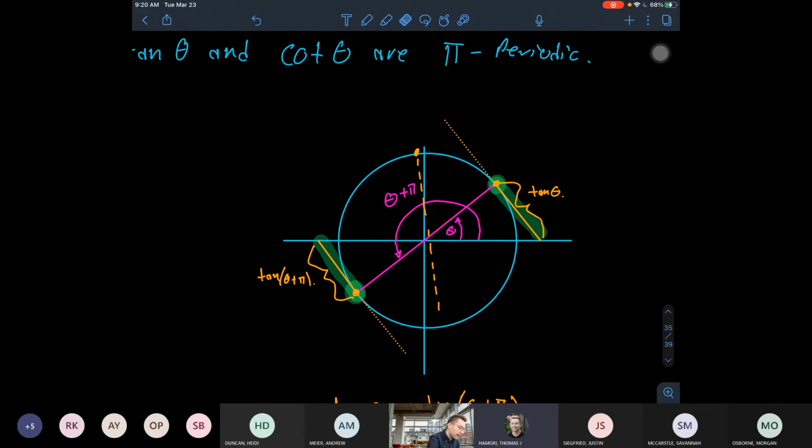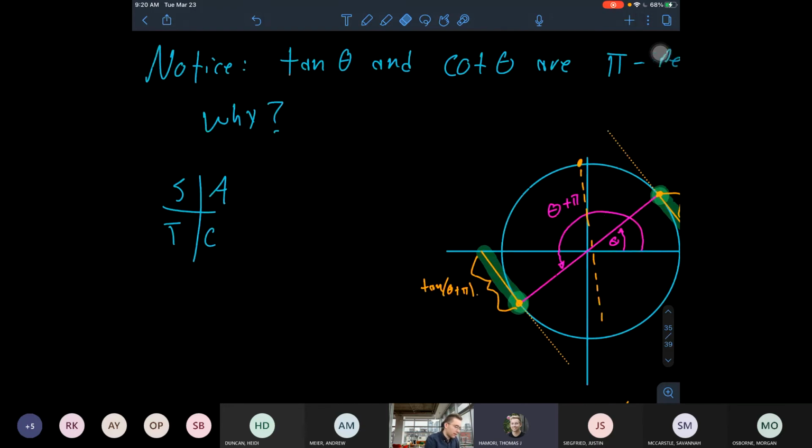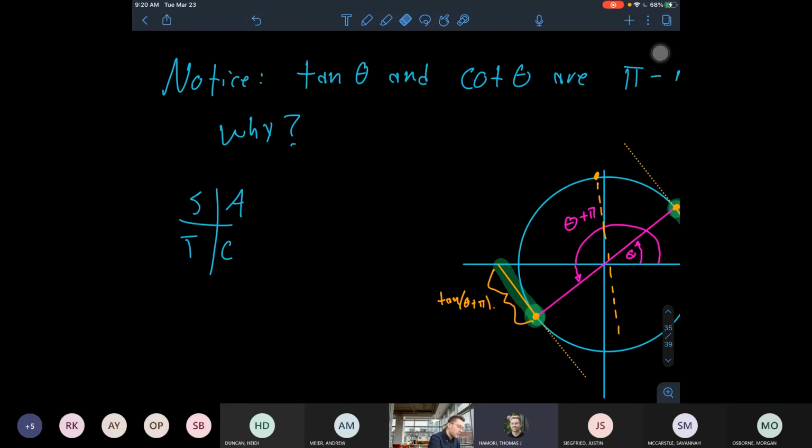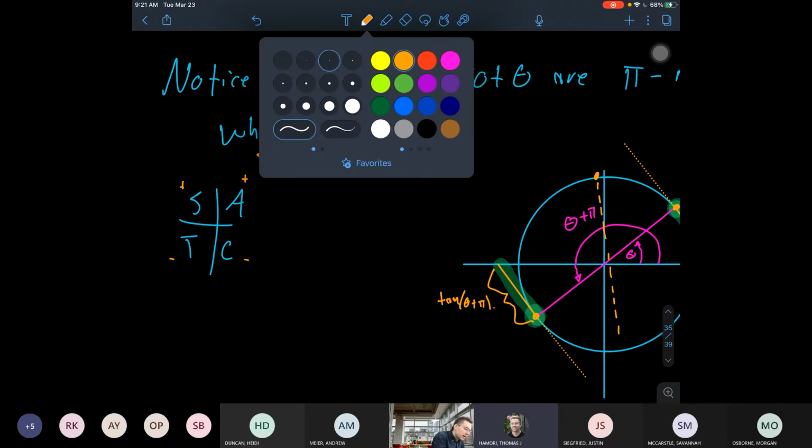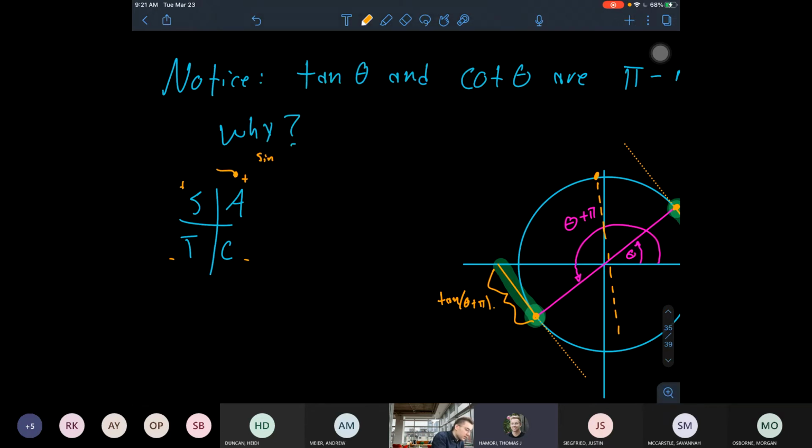And there's another way that you can think about it, and that would be to use ASTC. If you consider what happens to sine in all of these different regions, well, we're positive, then negative, then negative. So the time it takes us to get back to being positive, as we start positive and then go negative, and we're not positive again until we get all the way back to our first quadrant. So that's why sine is 2 pi periodic.